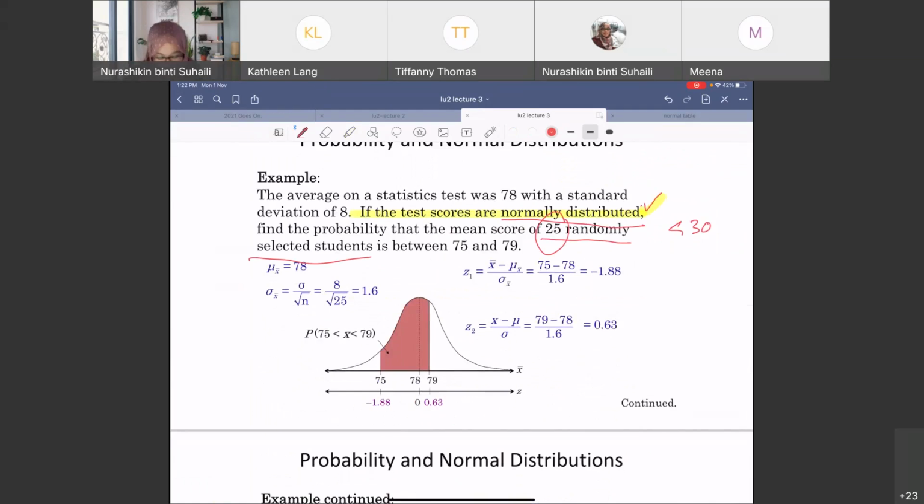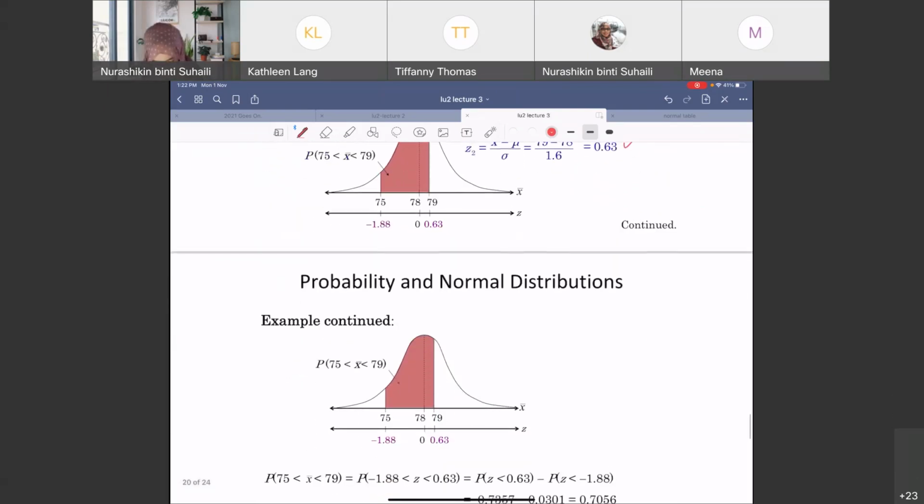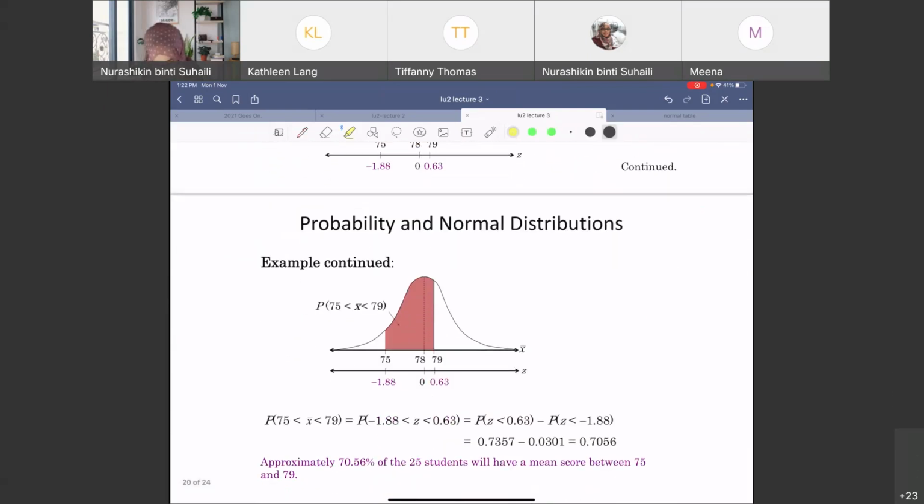This one is actually the same thing. You just apply all the knowledge that you know. You have to find the probability or the area between 75 and 79, and then you have to convert these two values into Z first, right? And then find it in terms of the Z distribution. It's quite the same principles. At the end you'll find this area, which is this one.